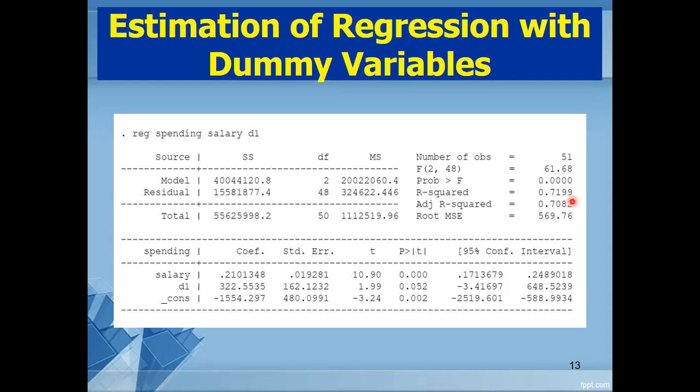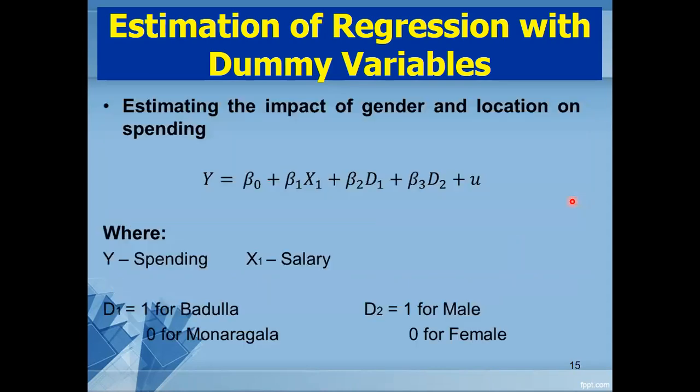So here I have considered only one dummy variable, that's a locational dummy. Now I am going to incorporate one more dummy variable, that's gender. In the previous example, I just included the locational dummy, just to check whether there is a locational impact on spending, how spending differs across these two districts, Badulla and Monragala.